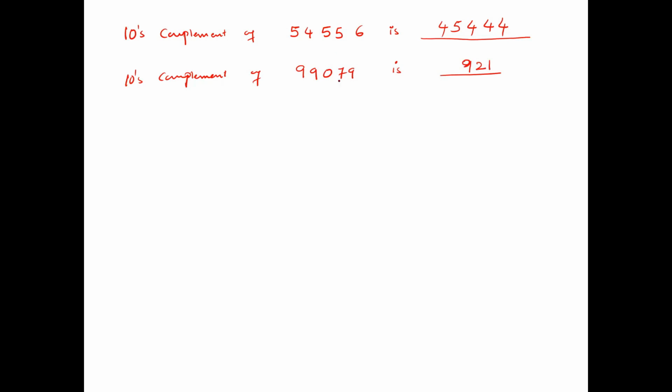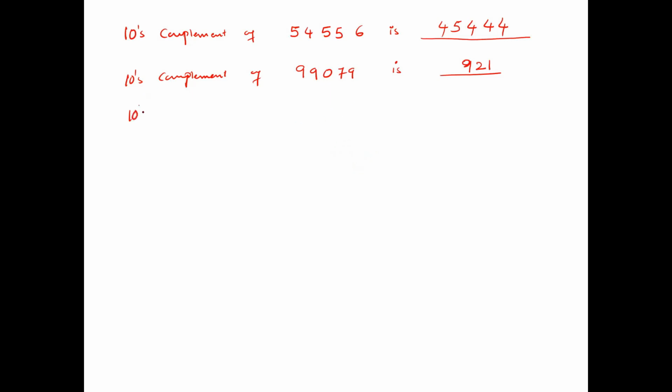So let us try this one, how it is going to work. First take the nines complement of this. So 9 minus 9, 0. 9 minus 7, 2. 9, 0, 0. And we are going to add 1 to this. So 1, 2, 9. So 9 to 1.